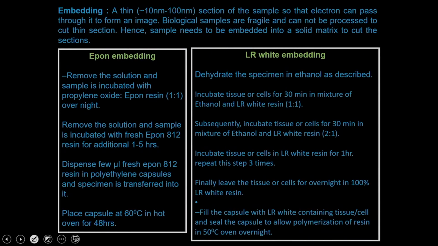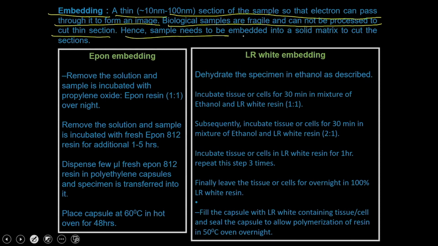After that, you have to do embedding. A thin section of 10 nanometers to 100 nanometers of the sample has to be cut, so that the electron can pass through it to form an image. Biological samples are fragile and cannot be processed to cut thin sections, hence the sample needs to be embedded in a solid matrix to cut the sections. You have two different types of matrix which you can use. You can use the Epon matrix or you can use the LR White embedding. The process of both the embeddings is different.